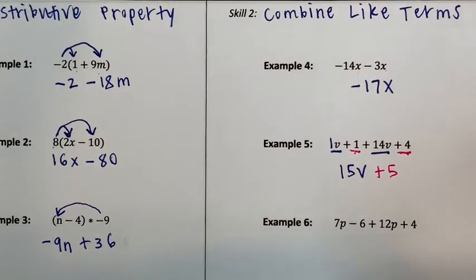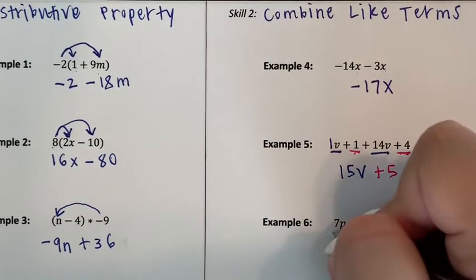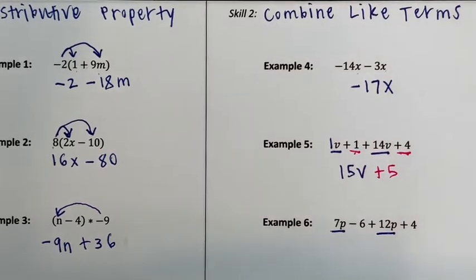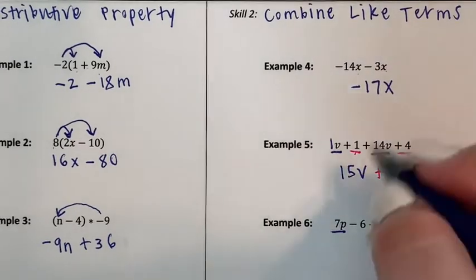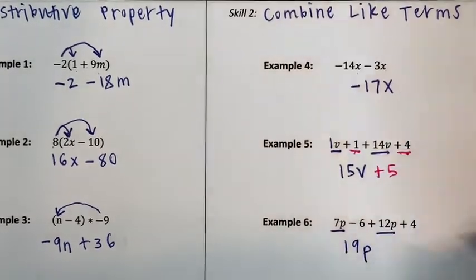All right, example 6. I'm going to do the same thing. I'm going to try to underline here. I have a 7p and a 12p. Those are both variable terms, so I can combine them. 7p plus 12p gives me 19p.